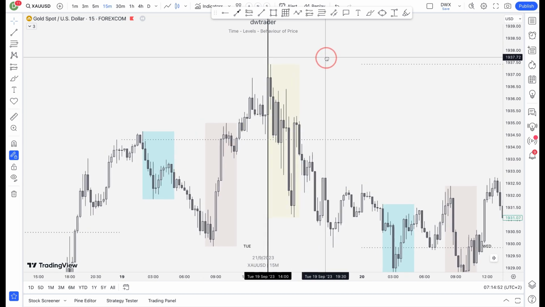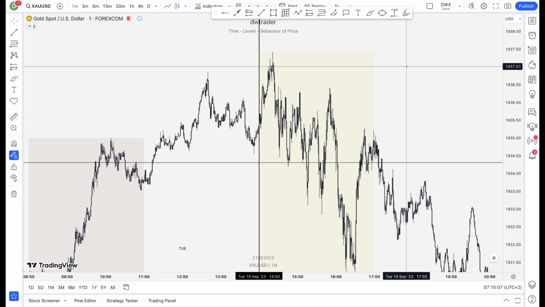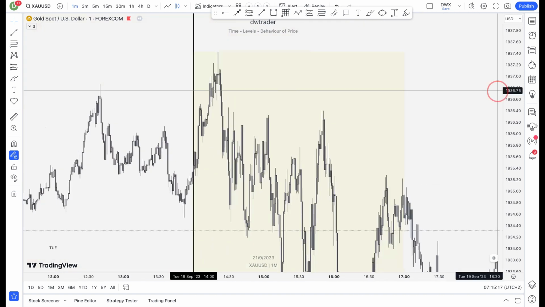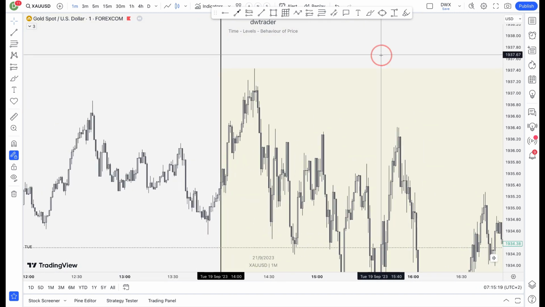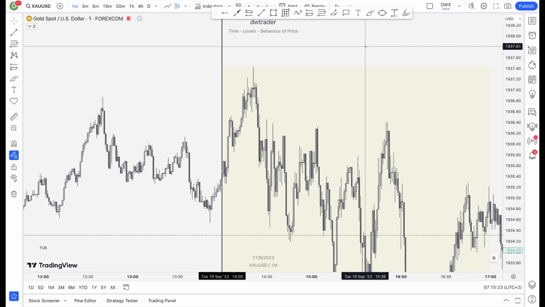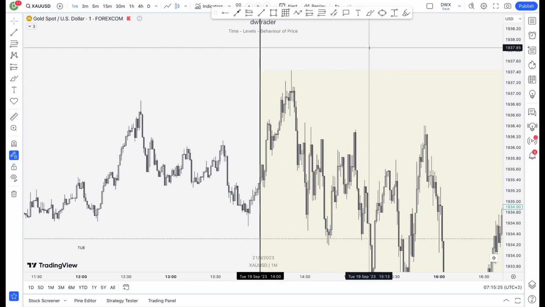Let's go to the 1 minute and have a look. For those being sensitive about bar replay mode, I'm not going to use bar replay. What I'm first going to do is just point out the trade idea, and then we're going to look at the bigger picture and how there were multiple trade opportunities on this specific day.